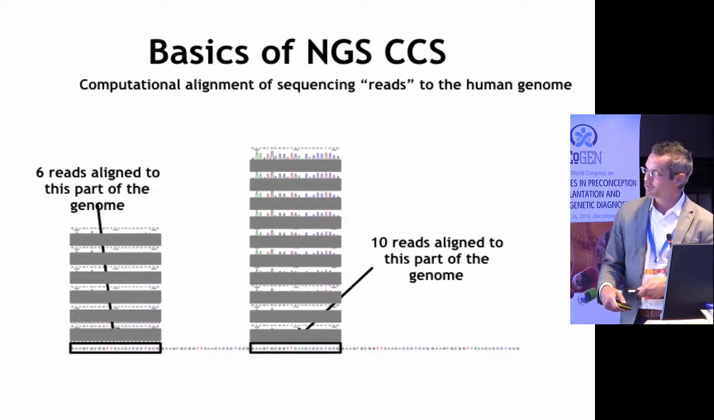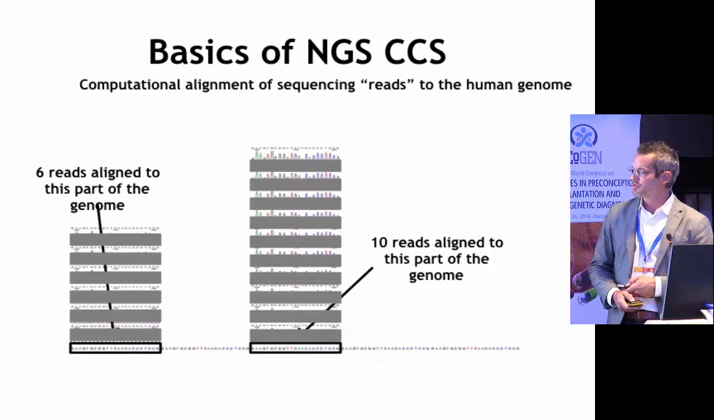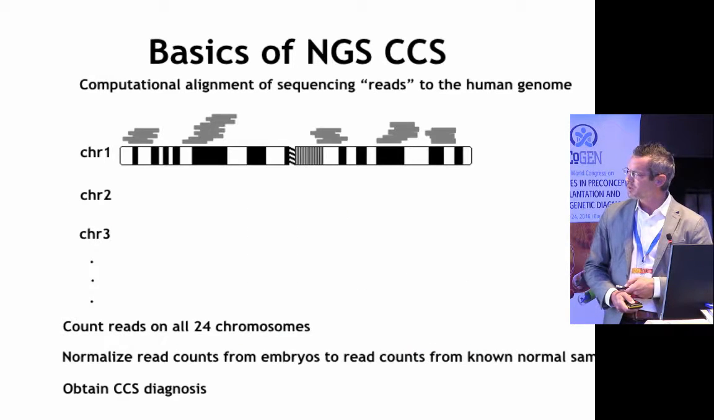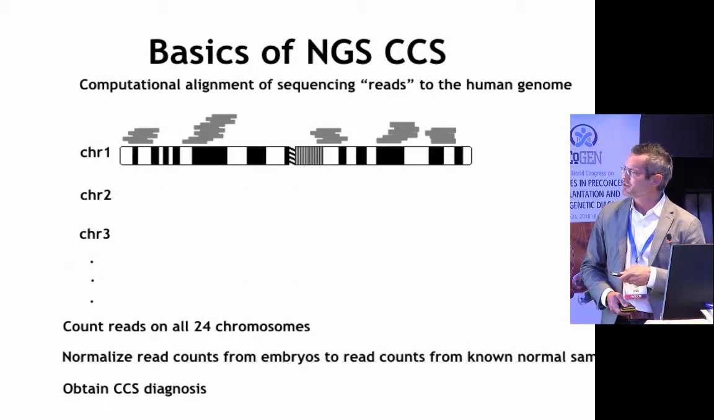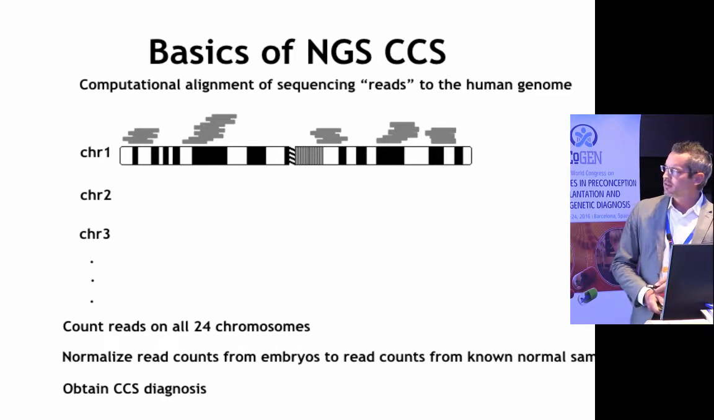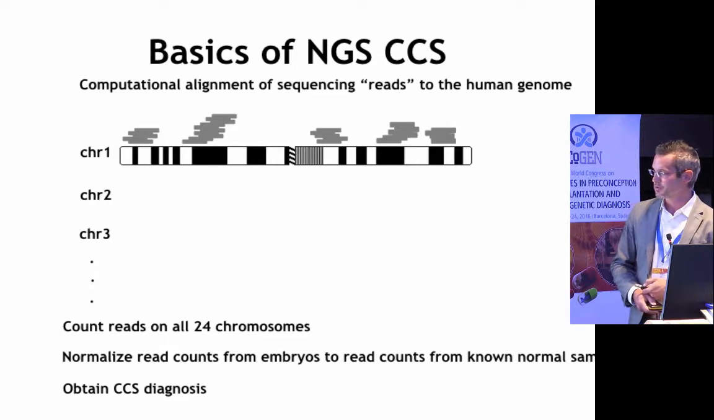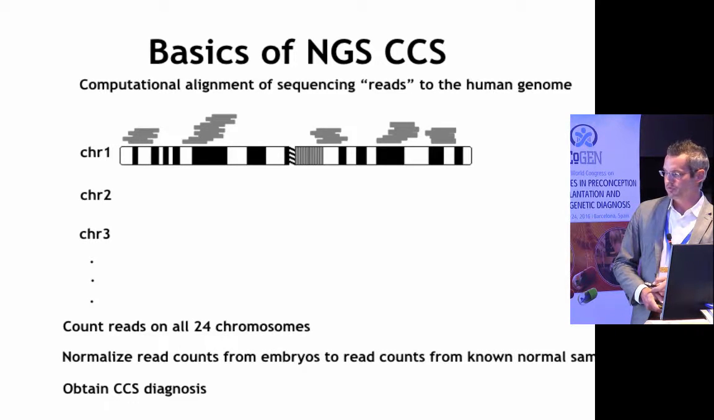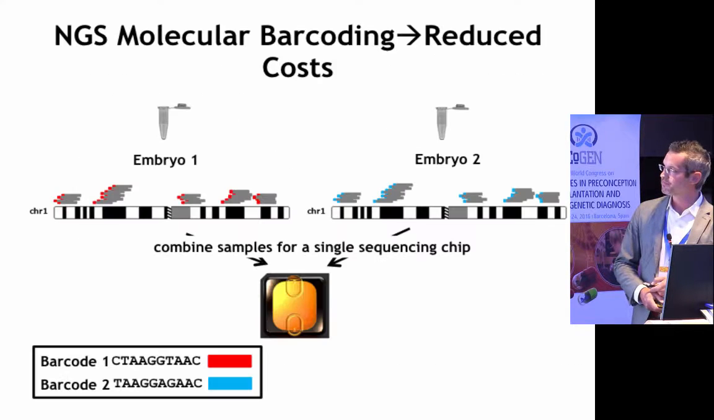So you count the number of reads which align to different locations in the genome, which can be represented here as gray bars. So for example, all of these reads align to chromosome 1. Then you do the same thing for the remaining 24 chromosomes. And you then normalize those reads from the embryo to counts that you've generated from reference normal samples to get a comprehensive chromosome screening diagnosis.